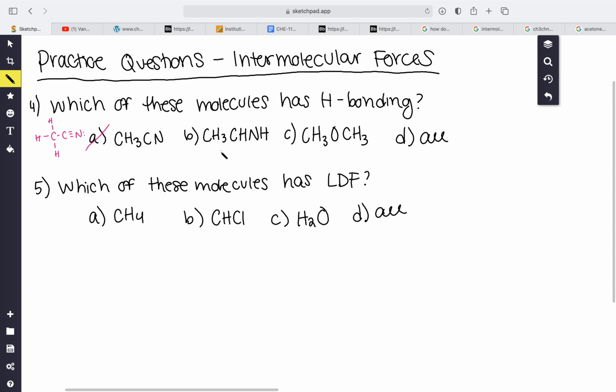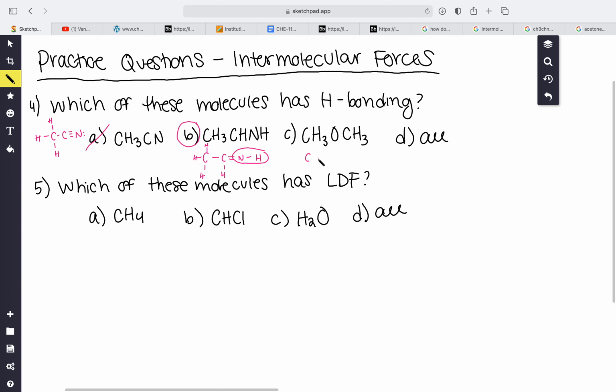All right, the next one is CH3CHNH. Okay, so C with 3 hydrogens around it. Then another C with 1 hydrogen on it, with a nitrogen with a hydrogen. Okay, so this has our nitrogen-hydrogen bond. So I'm going to circle that now. There might be more answers, but let's keep going through.